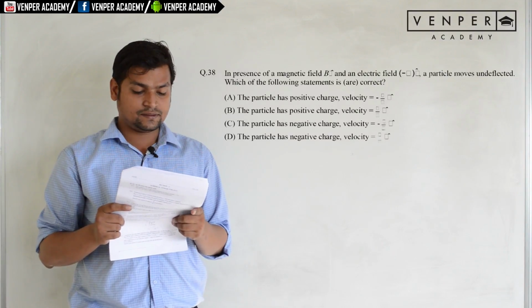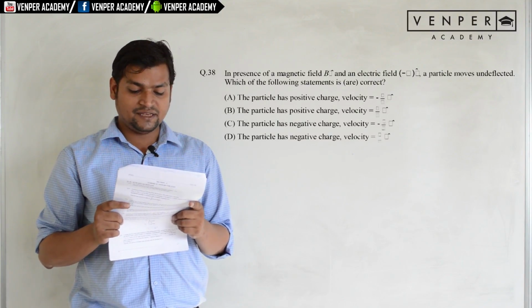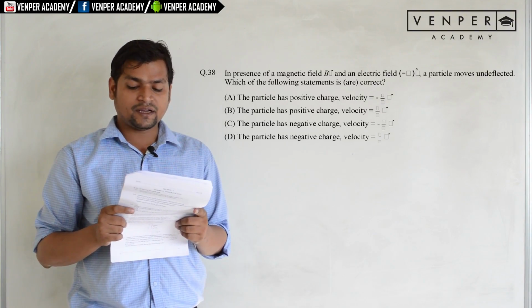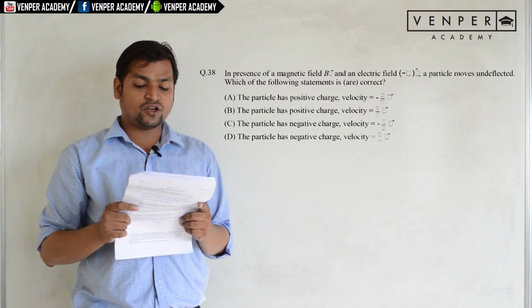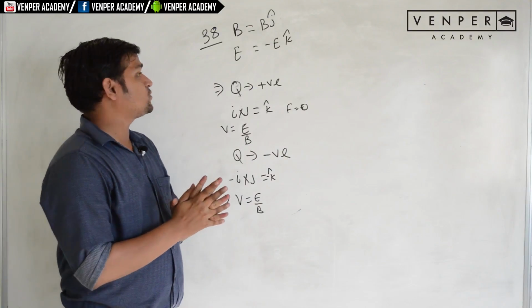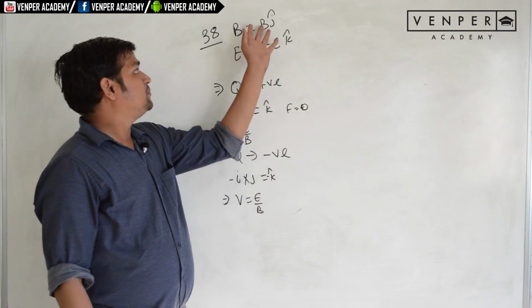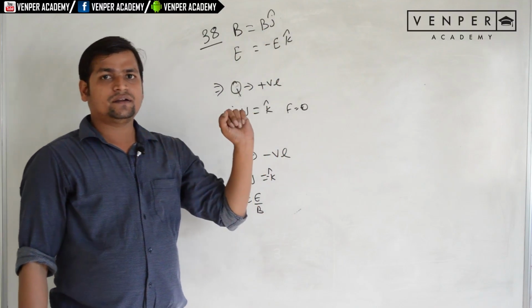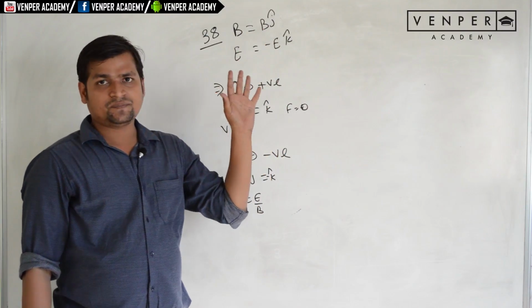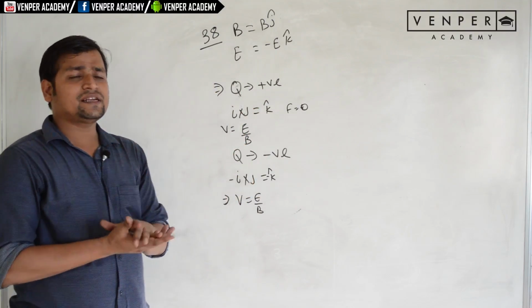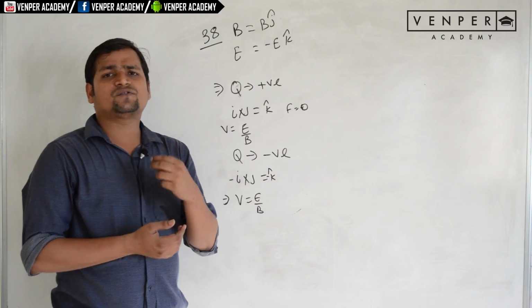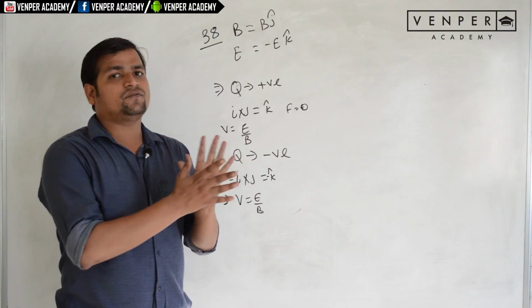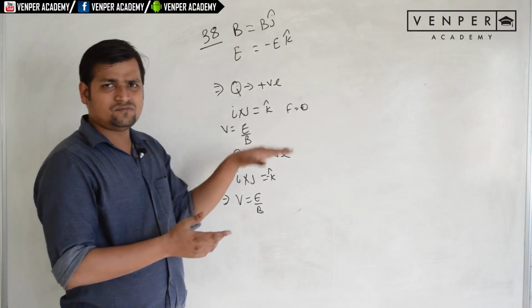Question number 38. In presence of a magnetic field B j cap and an electric field minus E k cap, a particle moves undeflected. Which of the following statements are correct? Okay, B is given as B j cap. The electric field is given as minus E k cap, and a charge is projected in this region with some velocity v. They are asking about the nature of the charge and its velocity when the charge goes undeflected. So we can take two cases.